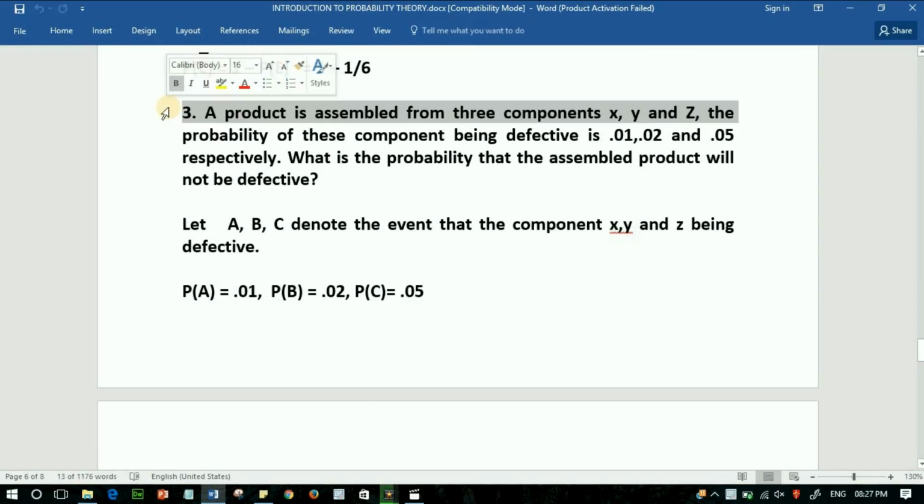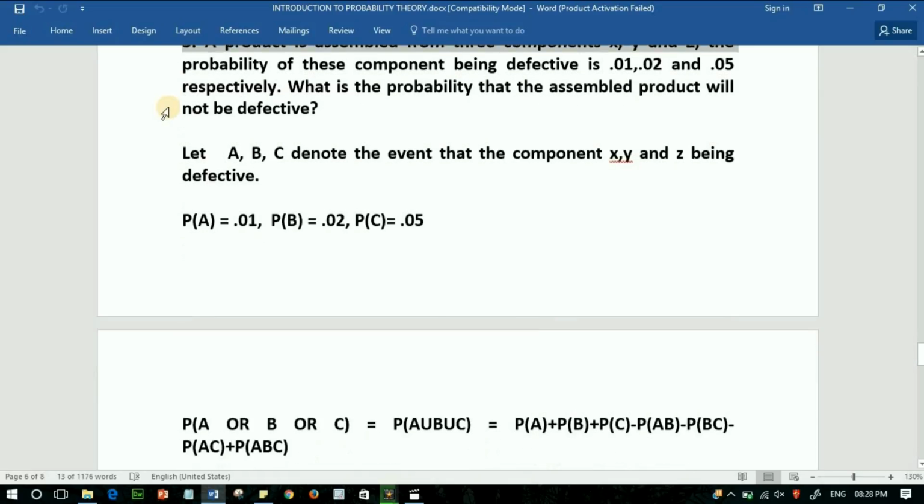A product is assembled from 3 components X, Y and Z. The probabilities of these components being defective are 0.01, 0.02 and 0.05 respectively. What is the probability that the assembled product will not be defective? The question is that the product will not be defective, so we are going to first take it as will be defective. Let A, B, C denote the events that the components X, Y and Z are defective. That is given: P(A) is equal to 0.01, P(B) is equal to 0.02 and P(C) is equal to 0.05.